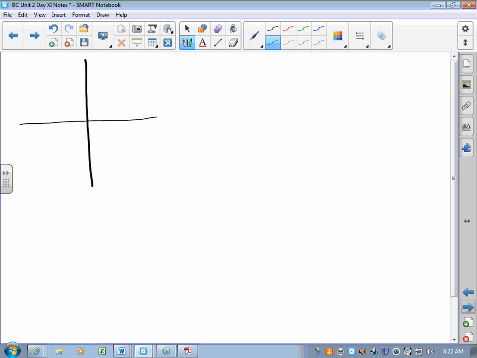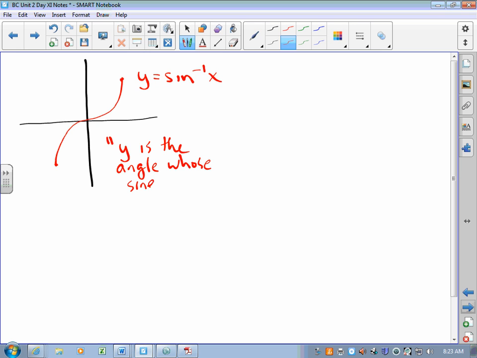The inverse sine function, so that we're all clear, you may recall it from our pre-calculus work. The inverse sine function is the function where, let's see, we have to remember what this means. y is the angle whose sine is x. That's what we mean when we say inverse sine. It's the angle whose sine is x.